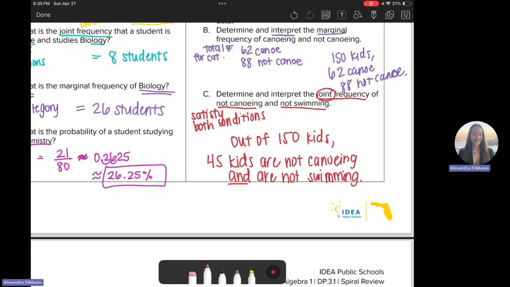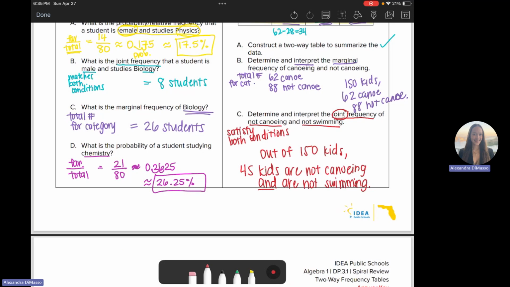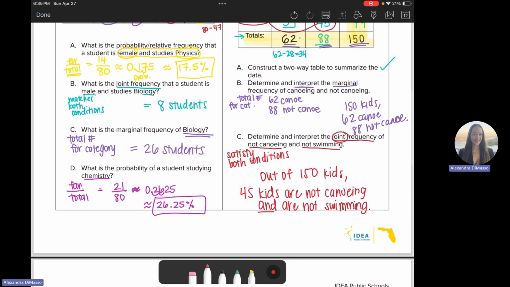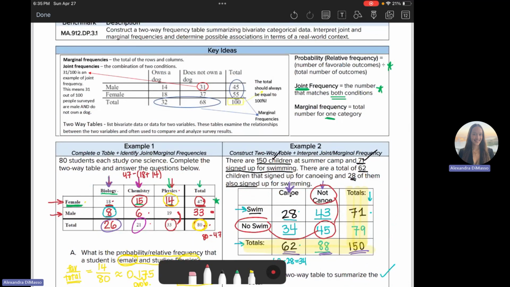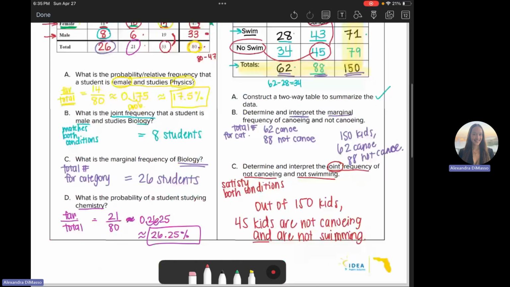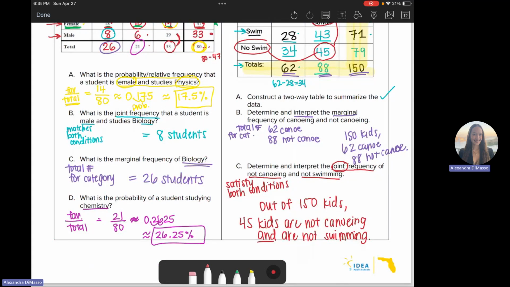Okay, that's it. And you have now finished creating two-way frequency tables. So take some time right now. There are going to be a couple of different practice problems that are going to show you how to continue doing some two-way frequencies. But again, important to remember that joint frequency means both conditions are together, joint. Marginal frequency means just the total for that category. And then probability or relative frequency means how many things are favorable over your total amount of people.